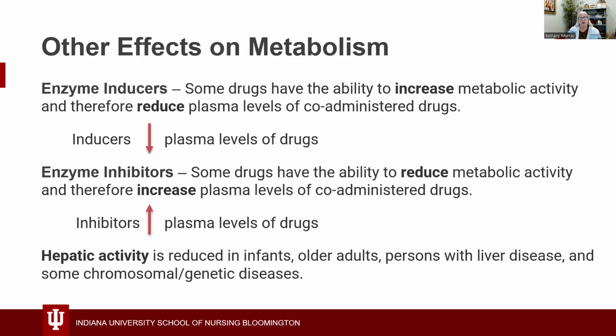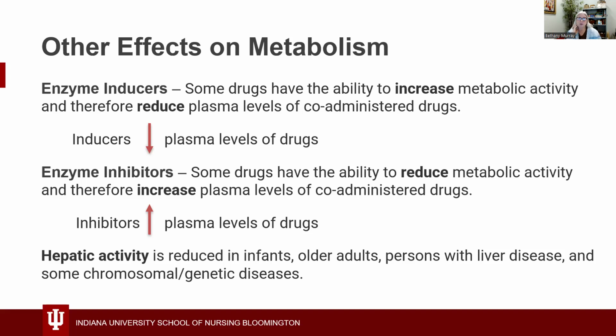So what are some other effects of metabolism? I mentioned inducers and inhibitors. Some medications can increase the metabolic activity of these enzymes and therefore metabolize other drugs more quickly and reduce plasma levels. That could be very problematic if somebody is stabilized for a seizure disorder on an anti-epileptic drug, and then a provider prescribes a medication that is an enzyme inducer, and all of a sudden their anti-epileptic drug serum levels are lower and they have breakthrough seizures. Okay, so inducers will decrease the plasma level of susceptible drugs.